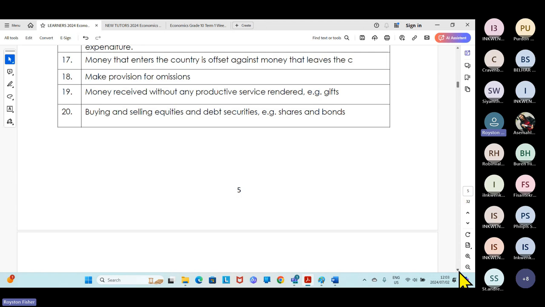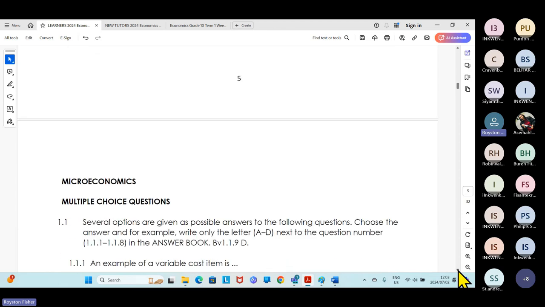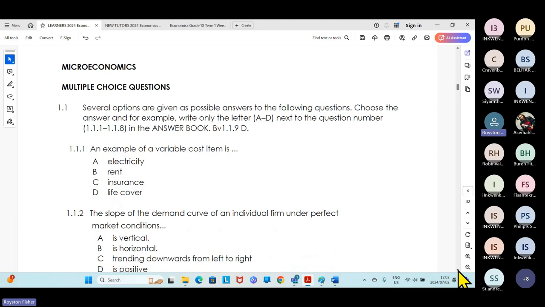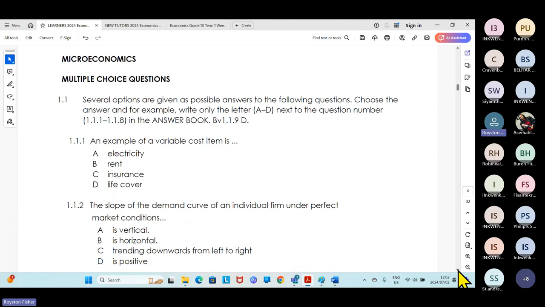So we are now, so far, done with microeconomics. So I'm going to move over to macroeconomics. And this is basically the topic that you completed in term two. Whatever we do not get to complete today, we will continue with on Thursday. So please ensure that you have this.